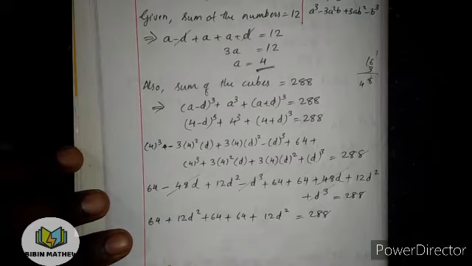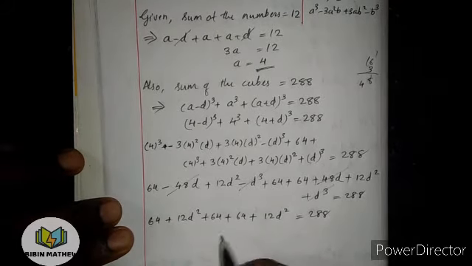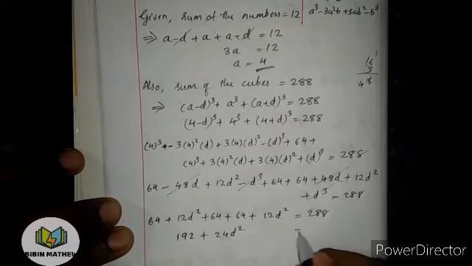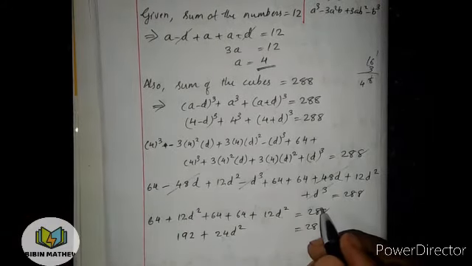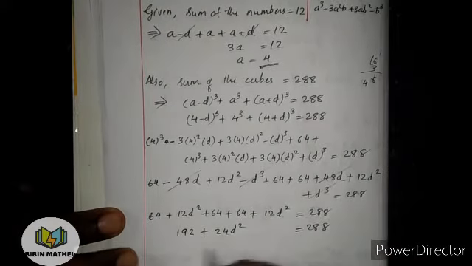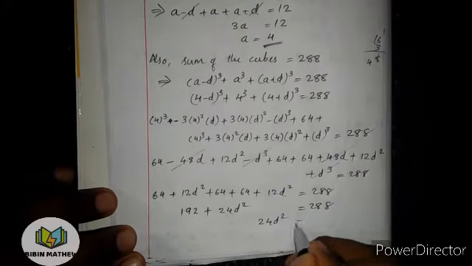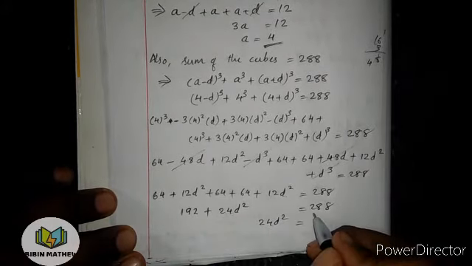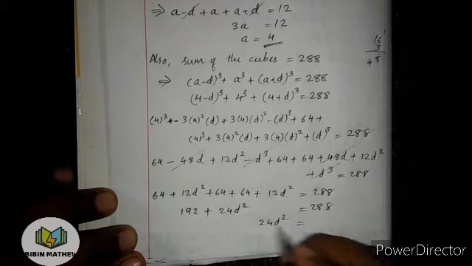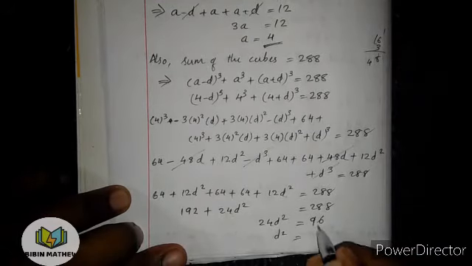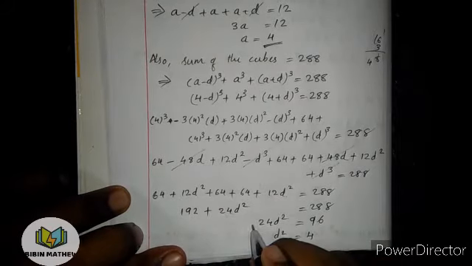This much you got. So from this one, if you are adding 64 plus 64 plus 64, it is 192, plus the 12 d square, 12 d square, 24 d square is equal to 288. So from this one, if you are taking 192 to that side, what you will get? 288 minus 192 हो जाएगा, and that will come as 96. From this one, d square is equal to 96 divided by 24, and that is 4.